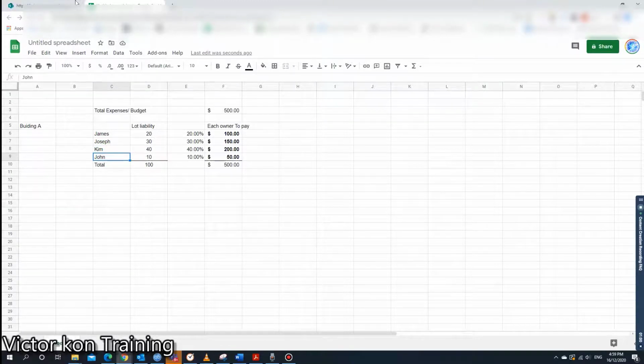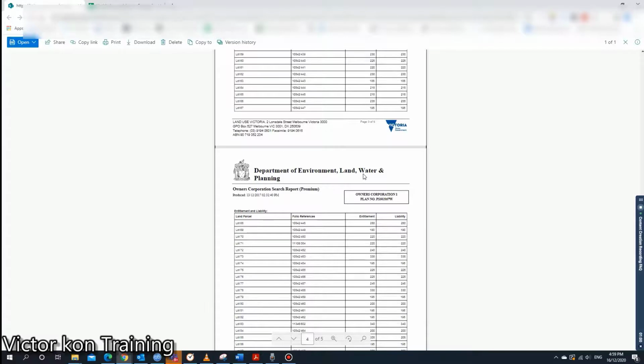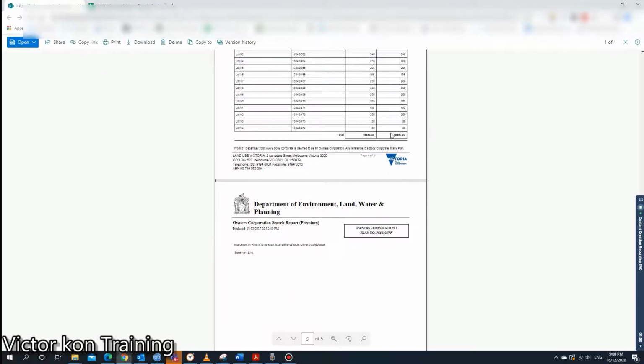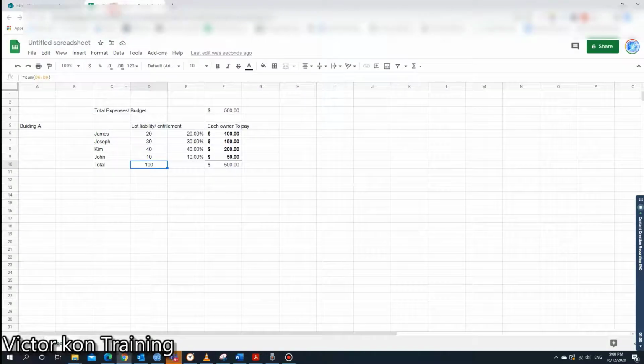Now in their plans of subdivision, it stated their lot liability and entitlement, both of them reflecting 20, 30, 40, 10, and a total of 100. So what they do is work out, all right, what's my share, what's my proportion. So they work out this divided by 100 is roughly 20%, 30%, 40%, 10%. Again, this is a very simplified model because sometimes the lot liability doesn't always equate to a beautiful even number. It's huge depending on the size of your property.